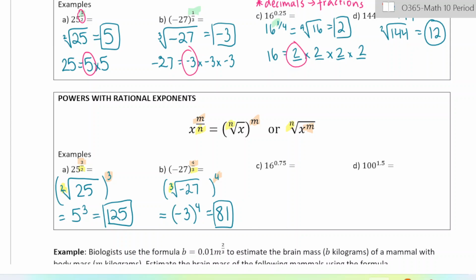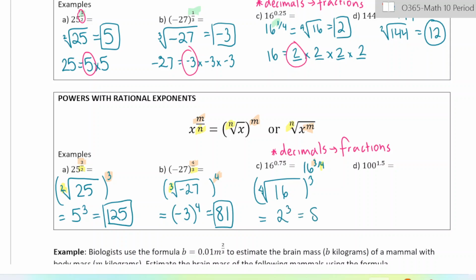Okay, this one here, we have a decimal, and my tip before, I'm going to say it again, we want to change all our decimals to fractions today. So 0.75 is actually the same as 3 over 4. So again, we're going to do roots on the bottom, powers up top. So the fourth root of 16, we actually did it up top there. It's 2, and we're doing that to the power of 3, so it would be 8. 2 times 2 times 2 is 8.